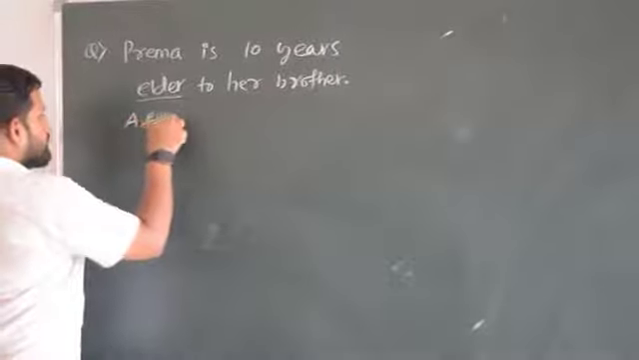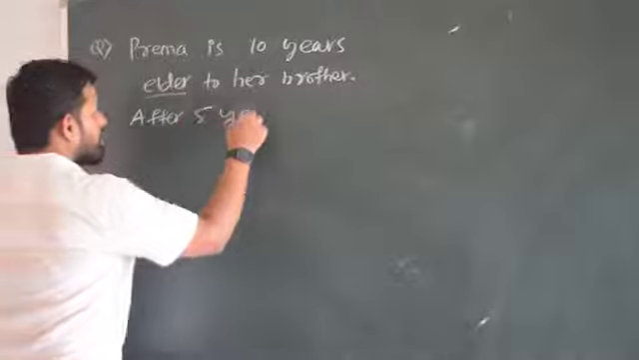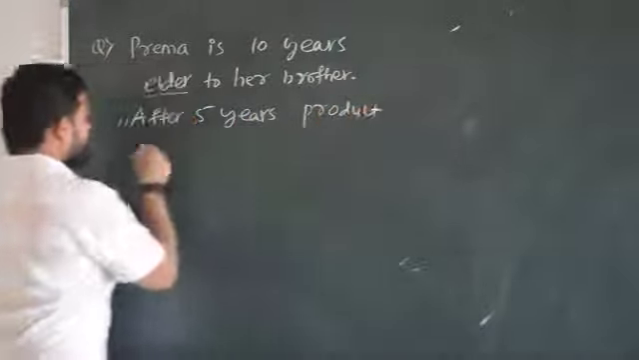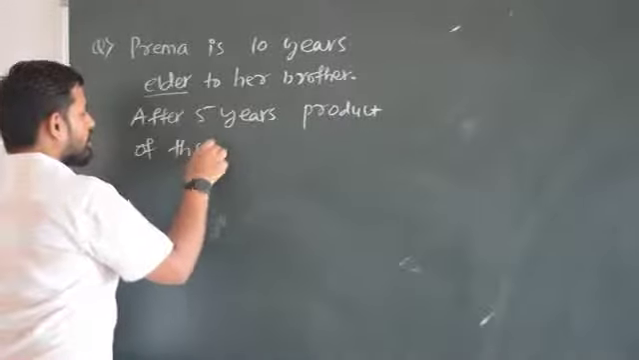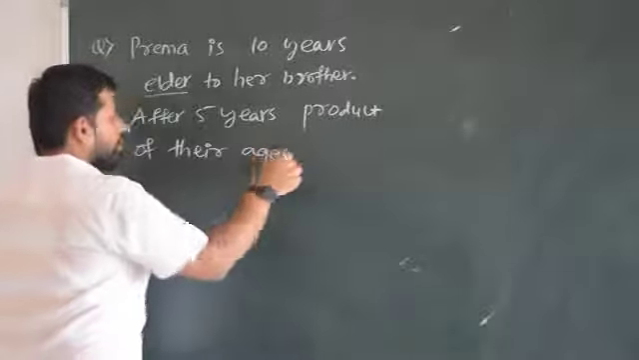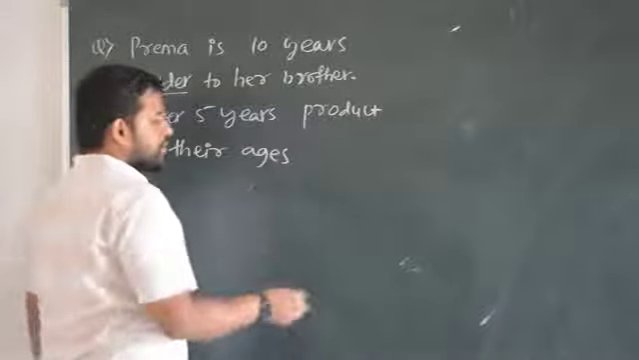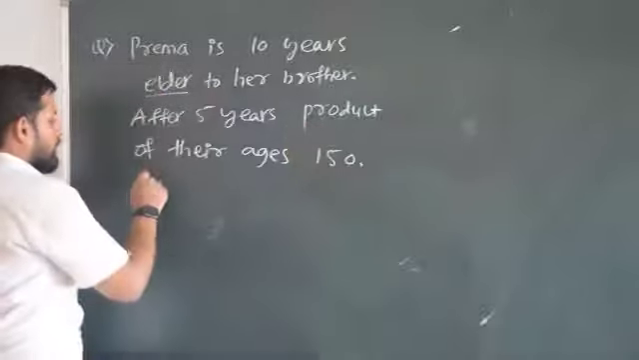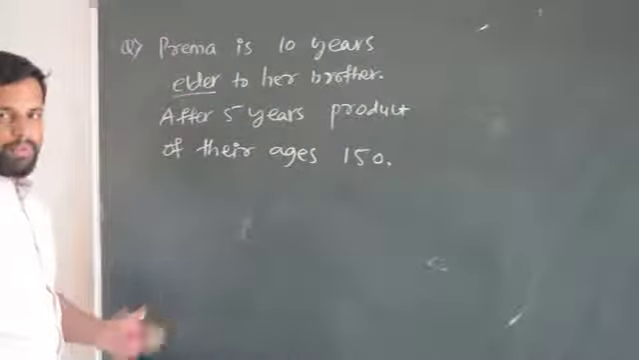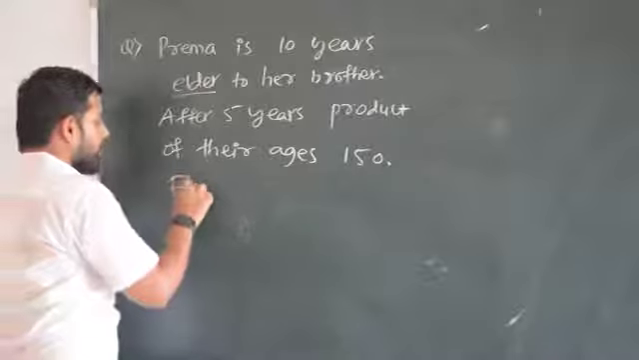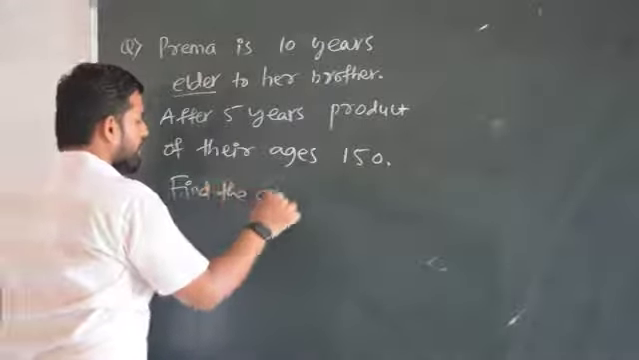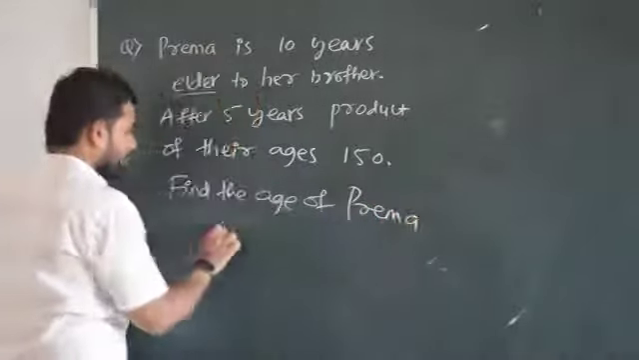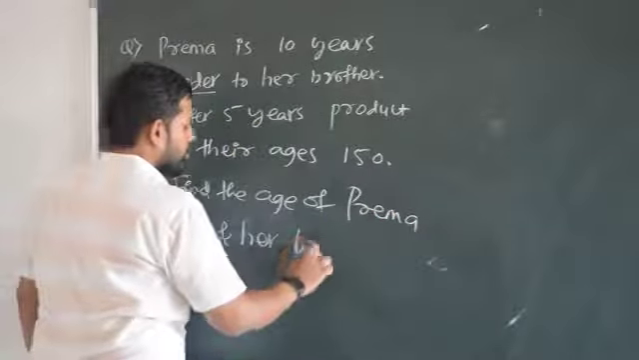After 5 years, the product of their ages is, let me take it as 150. Product of their ages is 150. Now you have to represent this. Actually, this is how the question will be asked: find the ages of Prema and her brother. The situation will be like this.